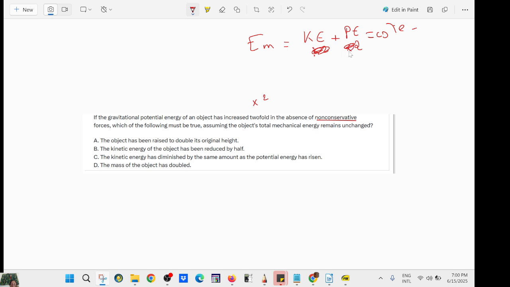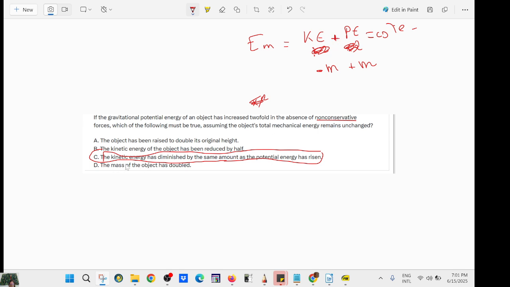No. Let's see, because there's a plus here. The kinetic energy has diminished by the same amount as the potential has risen. No, that will be the answer. So the answer is C. Okay, so that means if this one is plus something here, then you have to do minus here to get the constant, because here you have a plus sign.